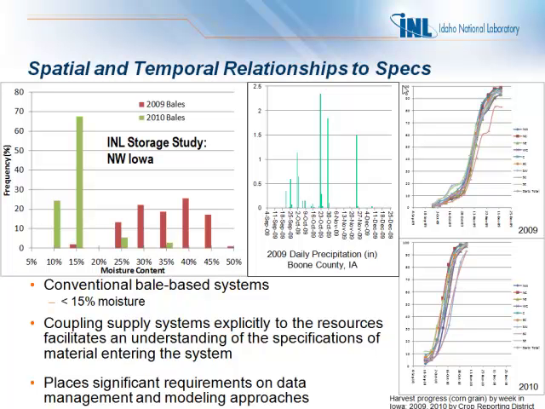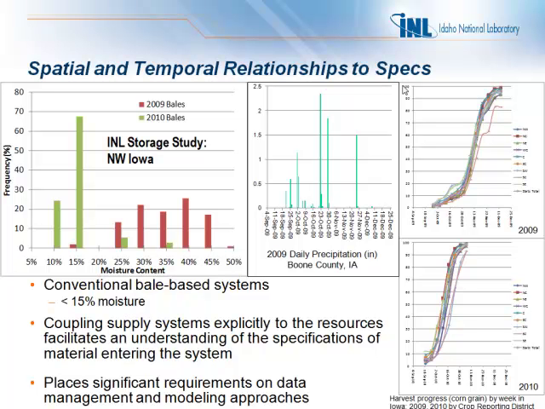So what impact does this have on a conventional system where moisture content needs to be below 15%? We performed a study in northwest Iowa in 2009, 2010. You can see in 2009, over 90% of the bales had moisture content greater than 15%. And then in 2010, it was just the opposite. We had over 90% of the bales that had moisture content less than 15%. So what this is telling us is that in 2009, within the conventional system with that moisture constraint, we would have had over 90% of the available resource stranded.